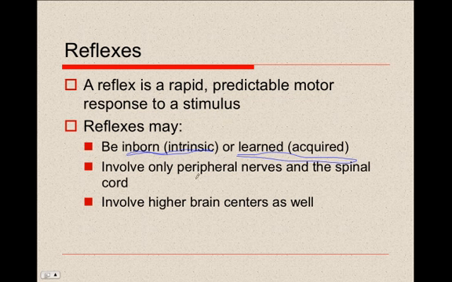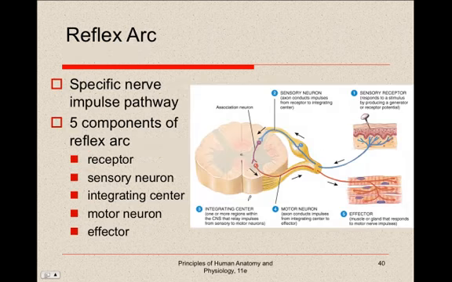So again, because we're going to be focusing on spinal reflexes, there are other reflexes that involve higher centers of the brain as well. We're going to focus on these reflex arcs through the spinal cord. So here are the 5 components of our reflex arc, and you probably already know these.